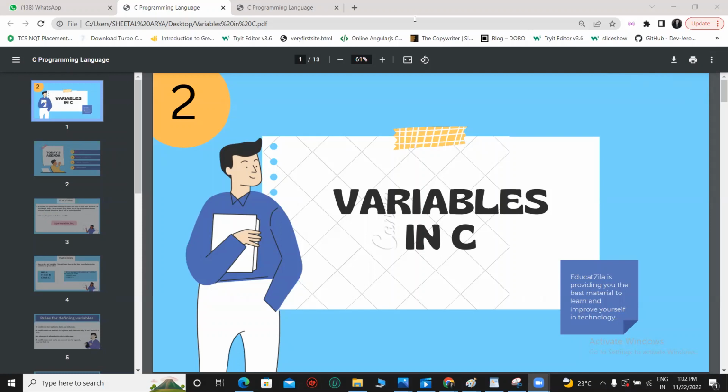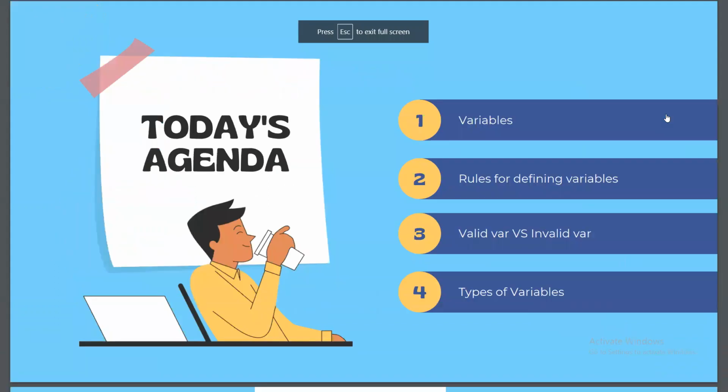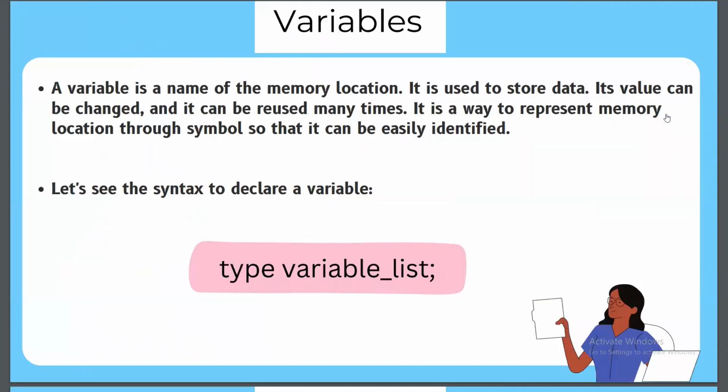So today is a new topic: variables in C. It's the second part of the playlist, C programming language. Today we are going to learn what a variable is in the C programming language. We will cover the agenda: variables, rules for defining variables, valid versus invalid variables, and types of variables. In the third part, we will see the difference between valid and invalid. In the second part, we will see the rules for defining variables. And the fourth one is the types of variables.